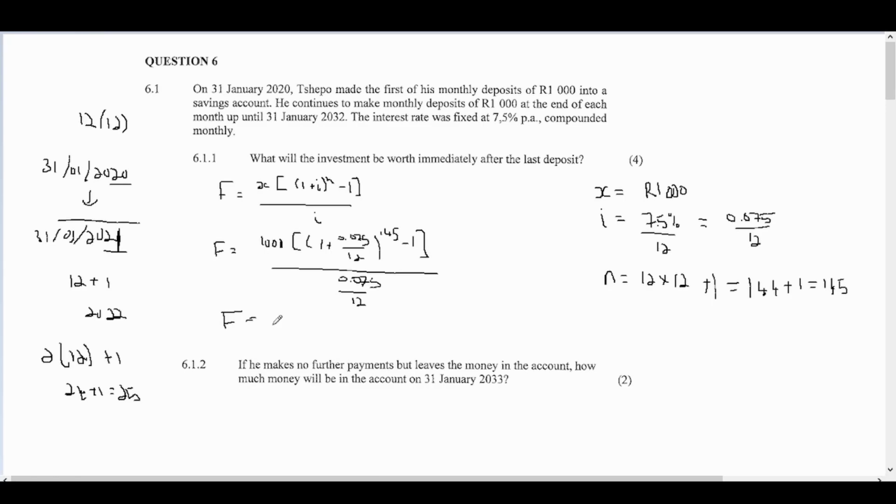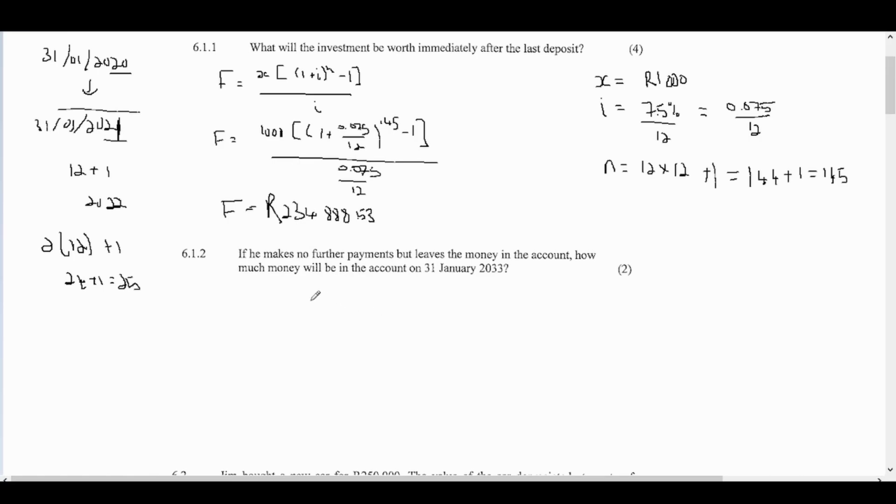and then you end up with a value of 2,348.8.53... that is R234,888.53. Of course they're asking what the investment will be worth, so that is in rands. Coolio. Right.